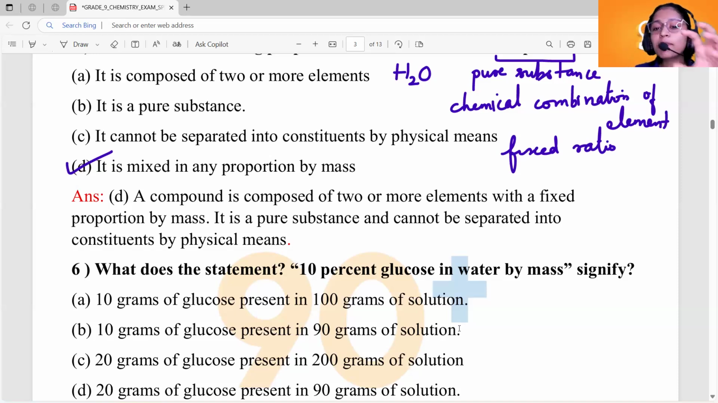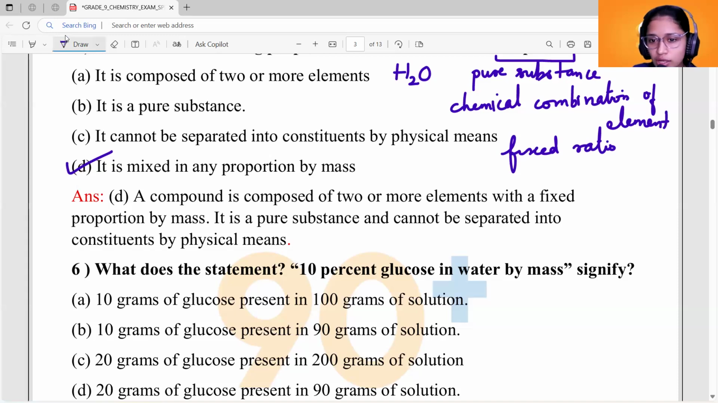So here, 10% glucose in water by mass. What does this signify? This signifies our mass percentage. Here it is given that the mass percentage of glucose in water is equal to 10. Now they're asking, what does the statement signify? So let's look at this as an example. Let's look at each option to find out the answer.